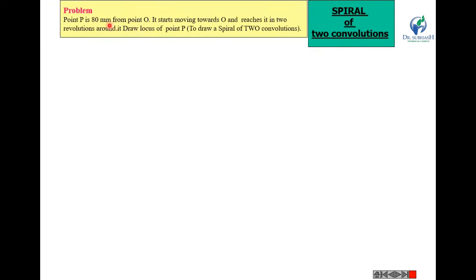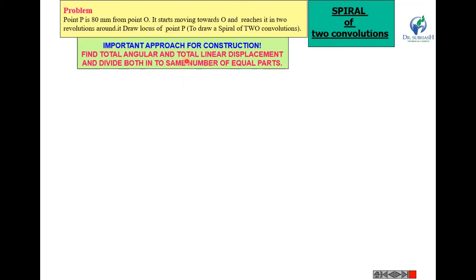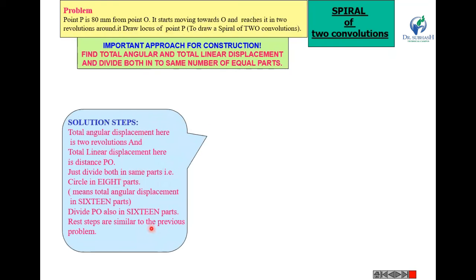Now, spiral of two convolutions. Point P is 80 mm from point O. It starts moving towards O and reaches it in 2 revolutions around. Draw the locus of point P. Here it completes 2 convolutions, or 2 revolutions. Find the total angular and total linear displacement and divide both into the same number of equal parts. The different steps are given here. The total angular displacement here is 2 revolutions and the total linear displacement is the distance PO.